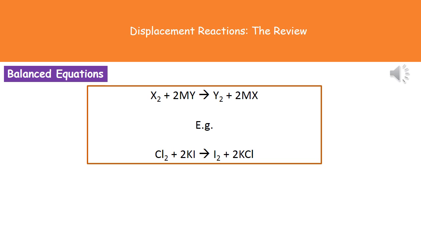Okay, and to give you an example of where we'd see this, we've got chlorine reacting with potassium iodide. So Cl2 plus 2KI is going to make I2, because chlorine is more reactive than iodine, so it's going to take its place in the metal halide, and 2KCl. All we've done there, because our chlorine is more reactive than the iodine, is swap the places of our chlorine and our iodine.